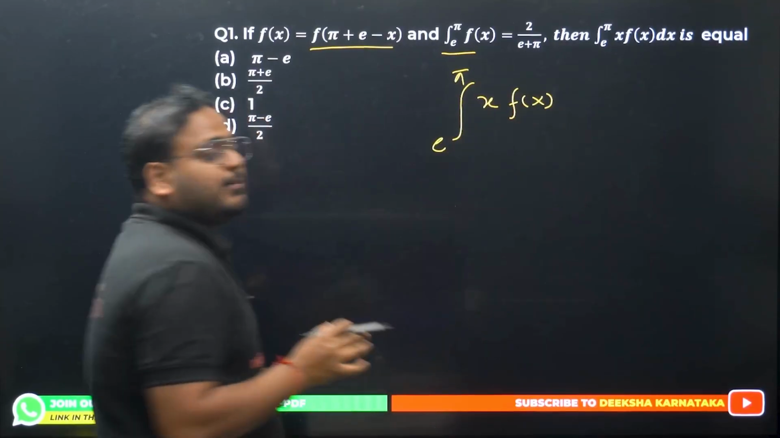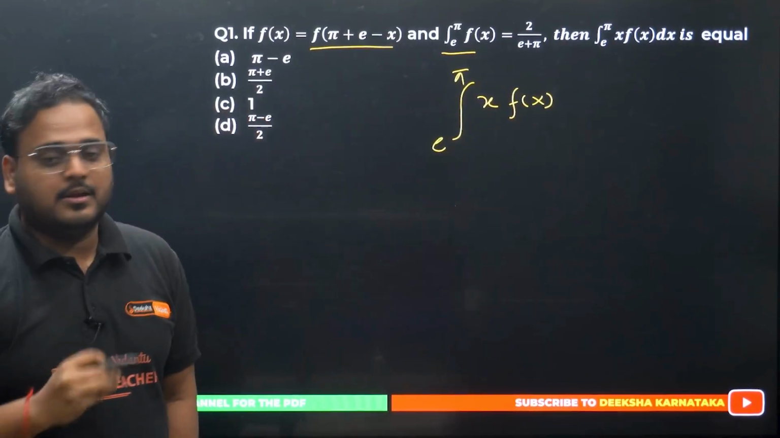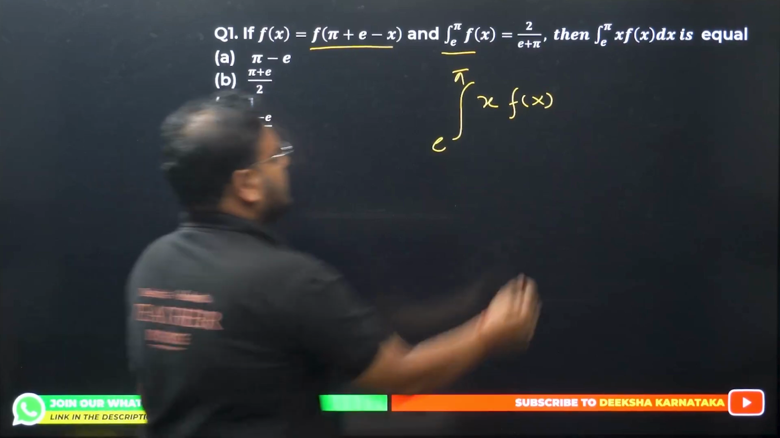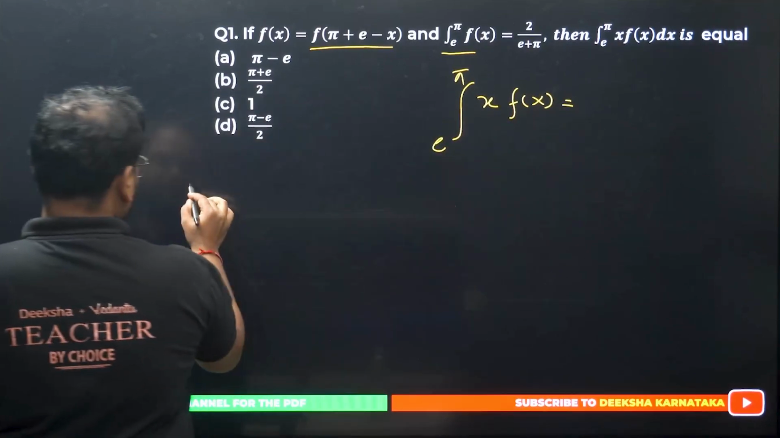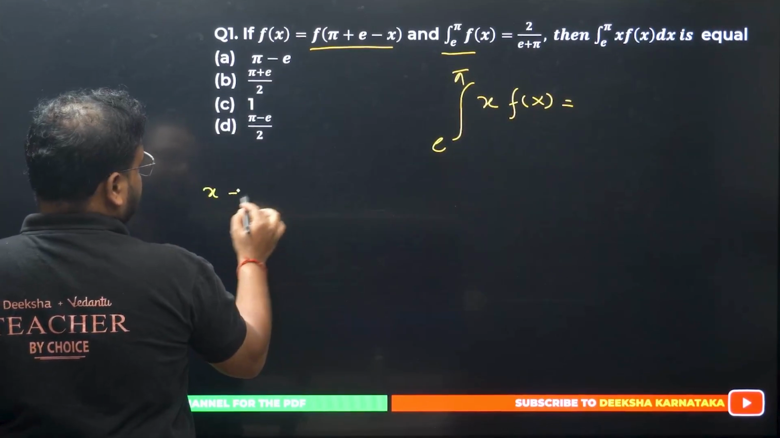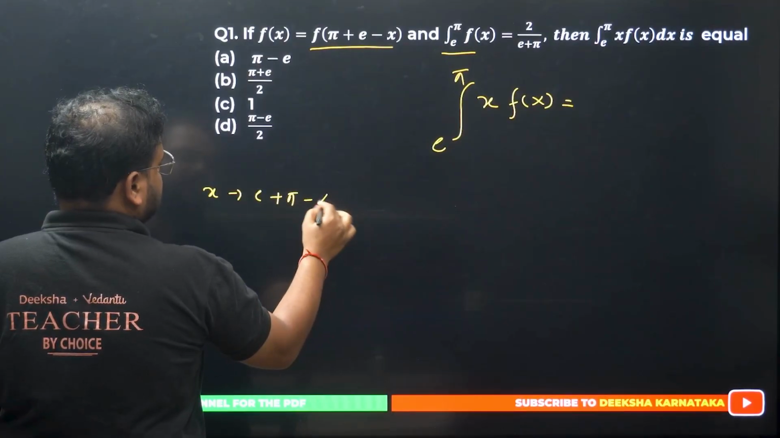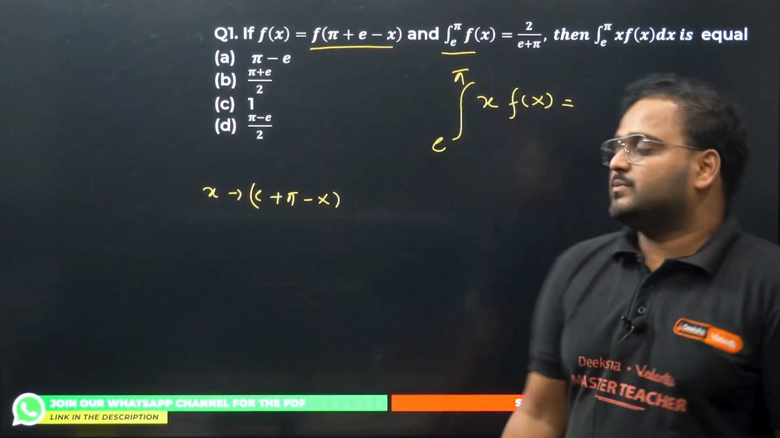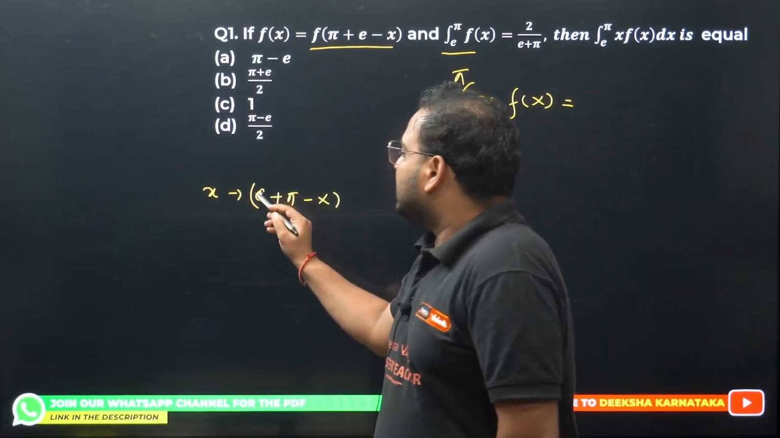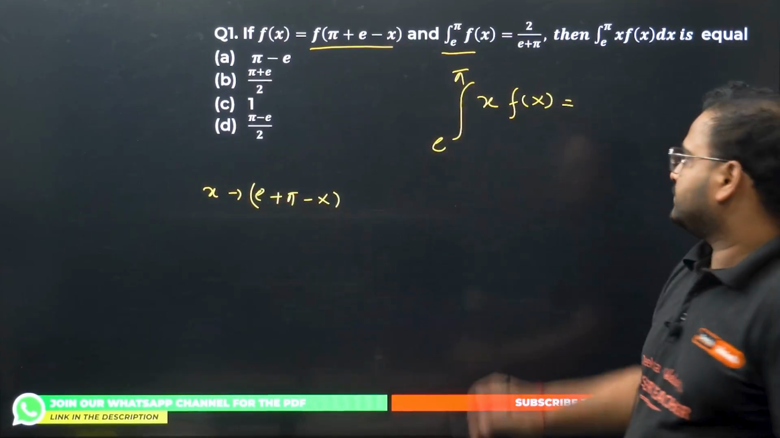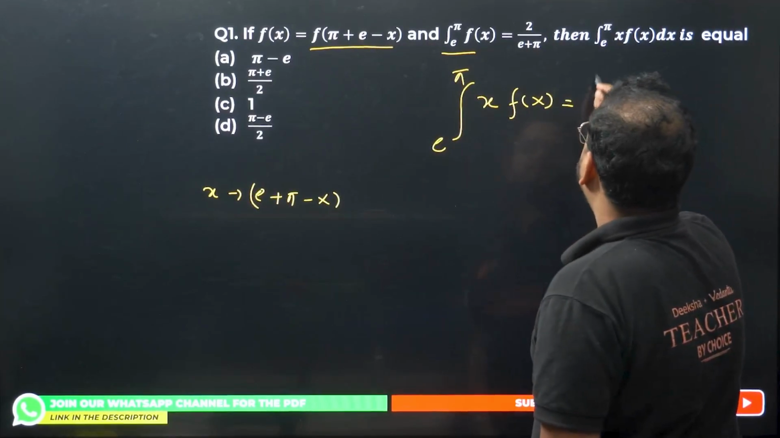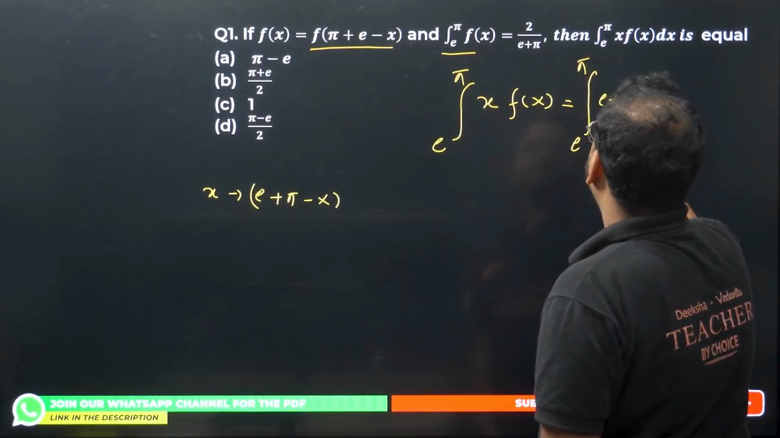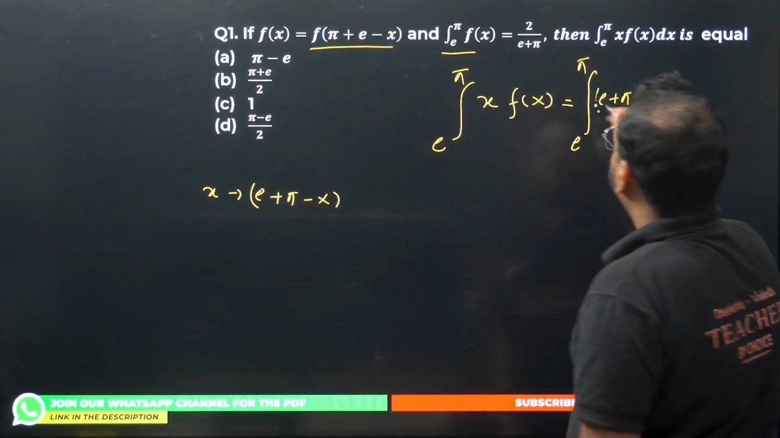This question is based upon the property of definite integral. Let's solve this. We have learnt one method, right? We replace x by e plus π minus x. What is e plus π minus x? The sum of the limits minus the variable x. Do it. The limits remain unchanged, and we get e plus π minus x in place of x.